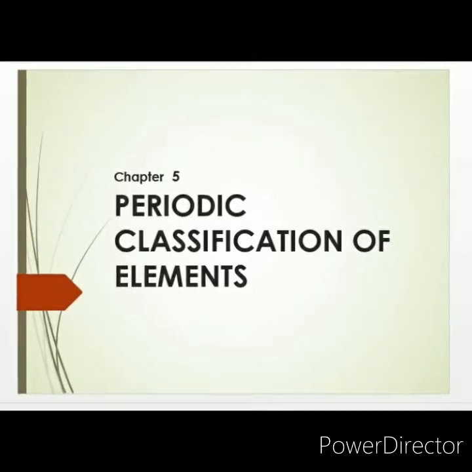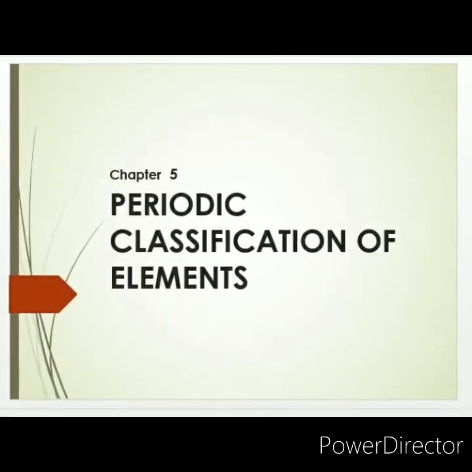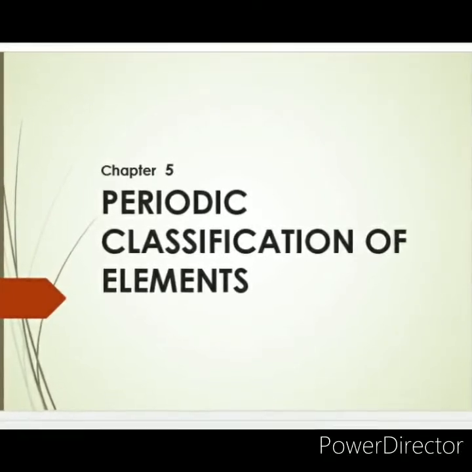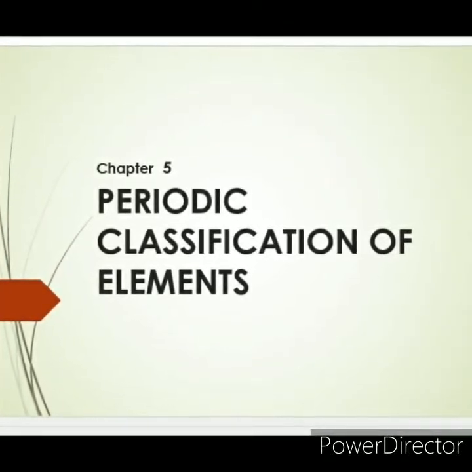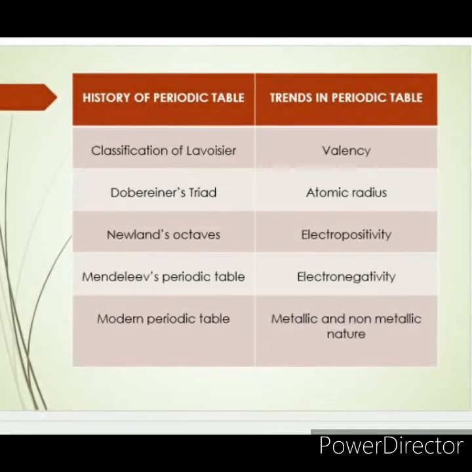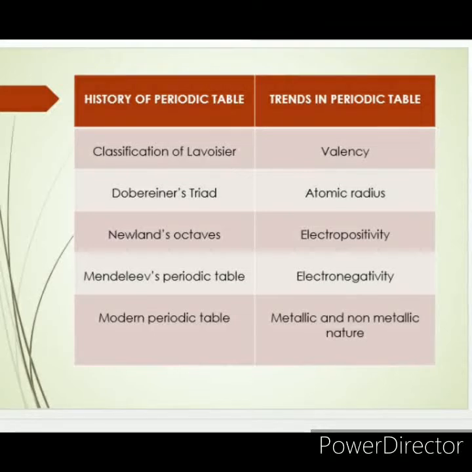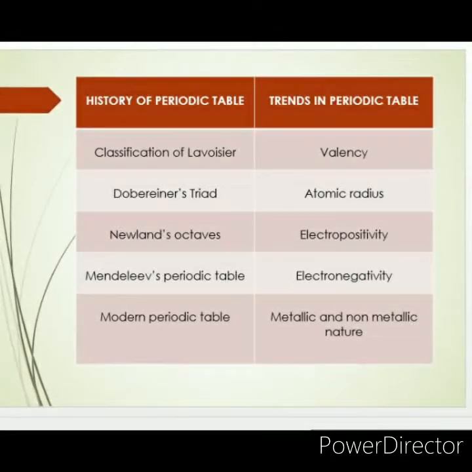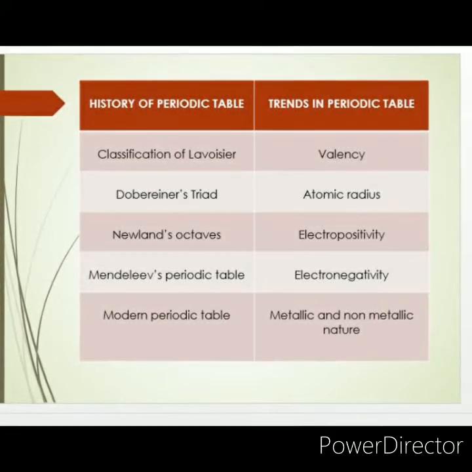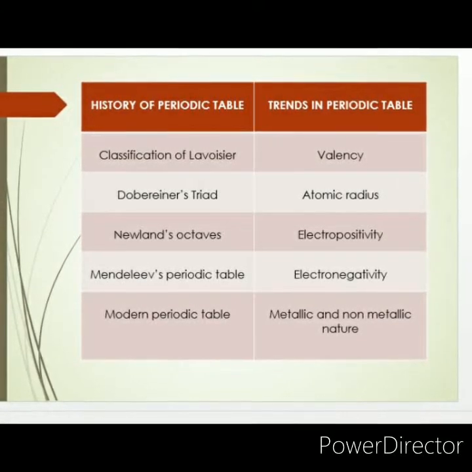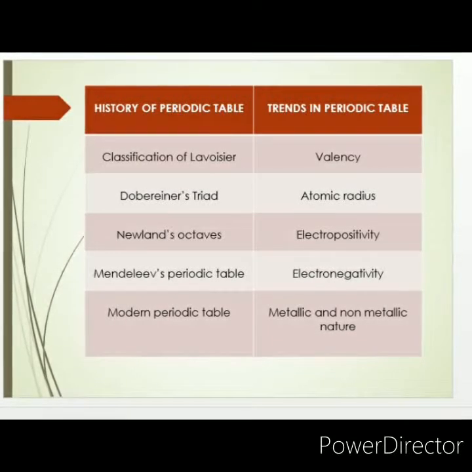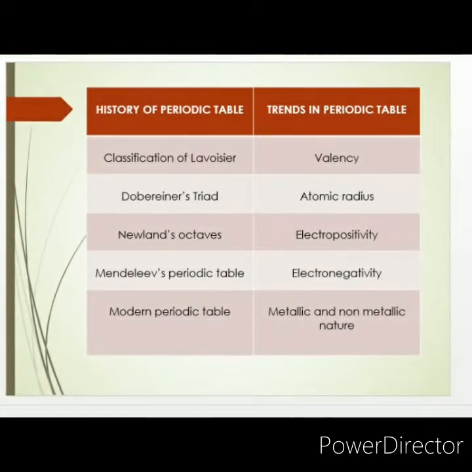Hi children, today we are going to continue our fifth chapter, that is periodic classification of elements. Before moving to the topic, let me give you a quick revision. This chapter has two parts: one is history of periodic table and second one is trends in periodic table. In history of periodic table, we have already discussed classification of Lavoisier, Dobereiner's triad, Newland's octave, Mendeleev's periodic table, and modern periodic table.